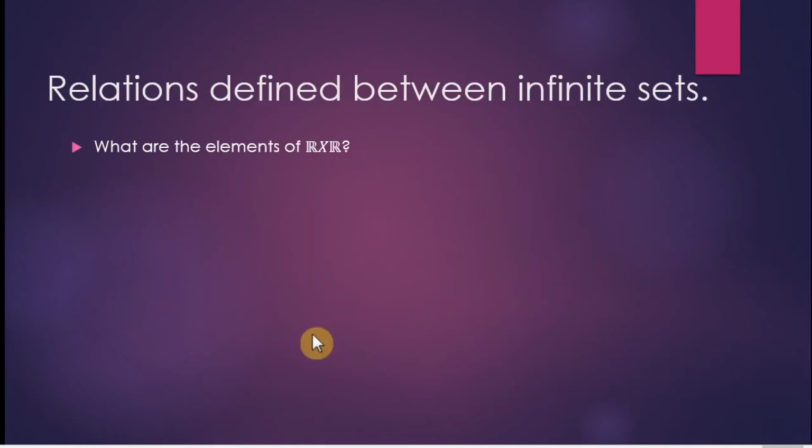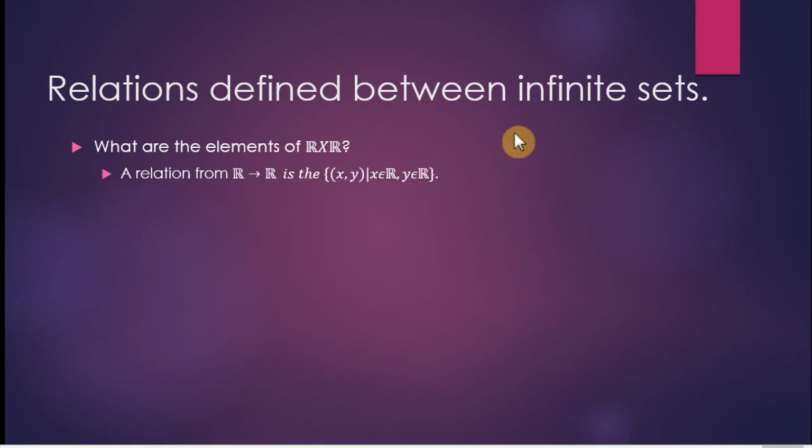In all our examples so far, we've been working on finite sets, but a relation can also be defined between infinite sets. For example, the first set that we are talking about is the set of real numbers. The second set that we are going to consider is still the set of real numbers, so that the cross product is called R cross R. R cross R is still a set containing ordered pairs, and we want to define our relation from this cross product. So we're going to take a subset of R cross R.